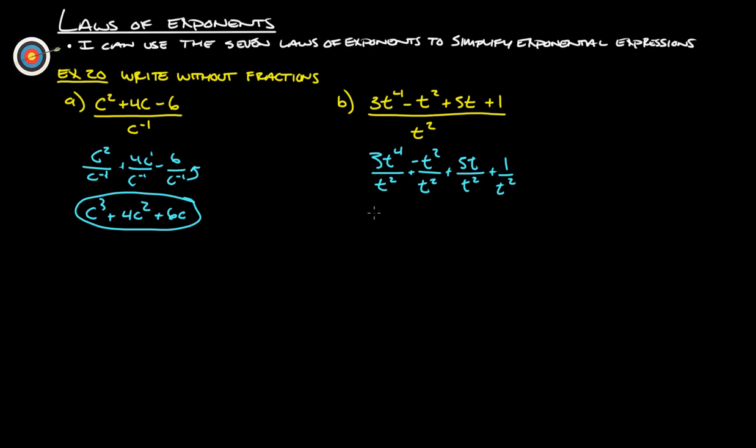Okay, so we have 3t to the fourth over t to the second, which is 4 minus 2. That's t squared. And then we have minus t squared over t squared. Those simplify down to 1. That's 5t over t to the first, so that is plus 5. 1 minus 2 is negative 1, so that's 5t to the negative first. And then this t to the second comes up to the top and turns into 1 times t to the negative second. We don't need the 1 because it doesn't change anything there. So there's our final answer for that one.